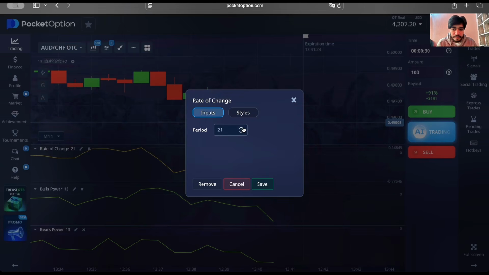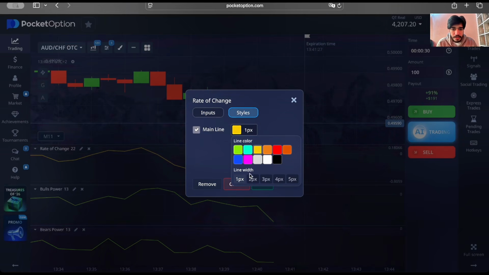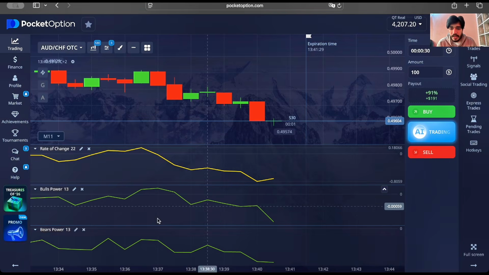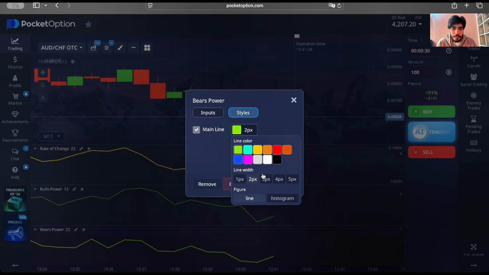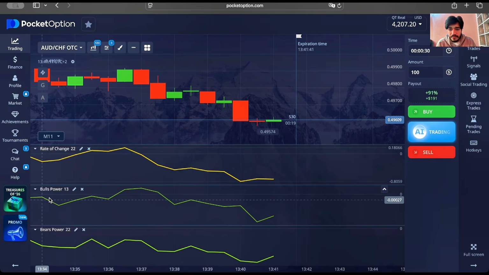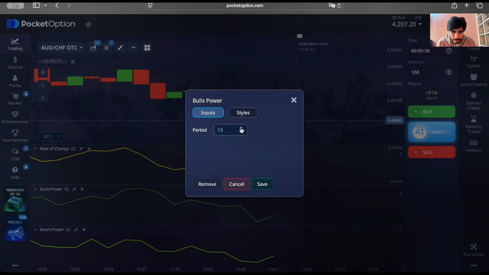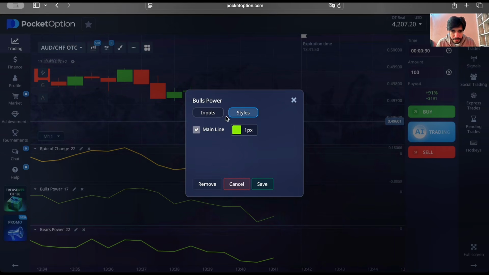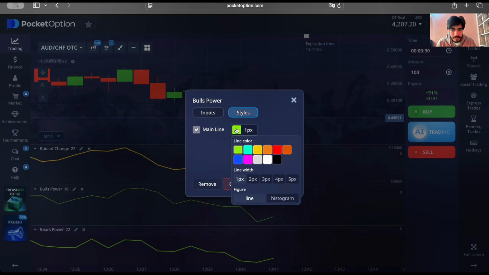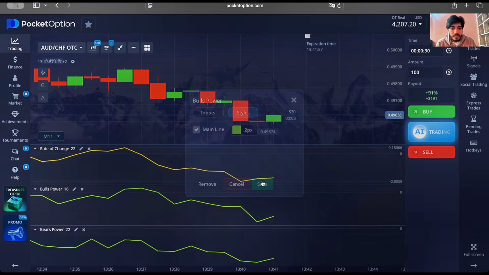Just be a little attentive to what I'm talking about. Styles, you need to make it 2px. Color as whatever you like. And bull power, you need to make it the same as rate of change, 22, styles 2px. Color you can keep as default. And this one you just need to make 16. Okay, inputs I made it wrong. 16, styles 2px. So here everything is all right.